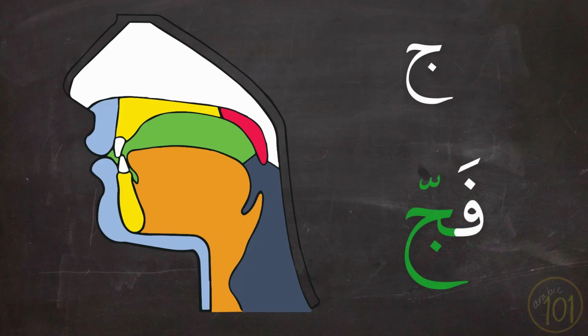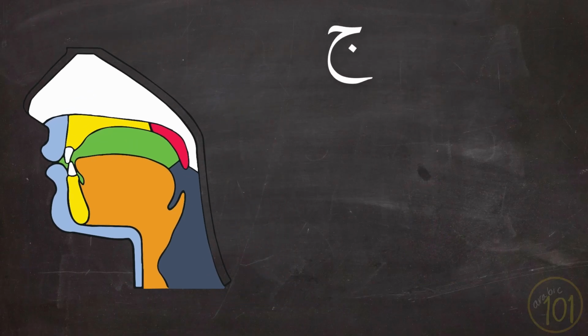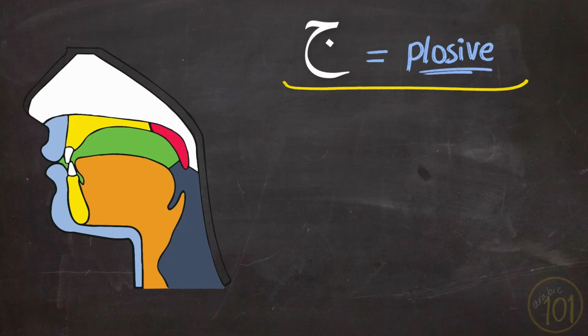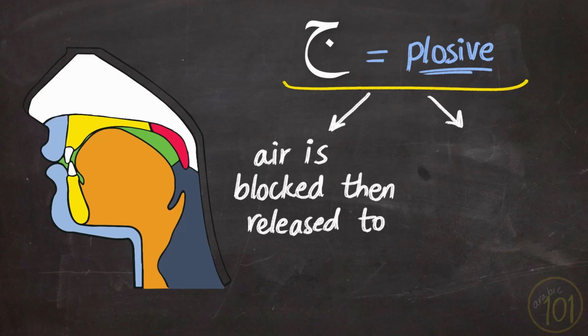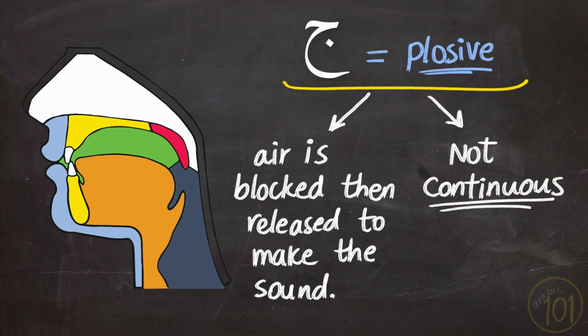جاء, فج, تجري. Notice the sound of jim in Arabic is a plosive sound, and this means two things. First, the sound is made by completely blocking the flow of air before it leaves the body and makes the sound. Second, the sound cannot be maintained or extended. Edge, edge. So once the sound is released, you cannot maintain it or keep it going.